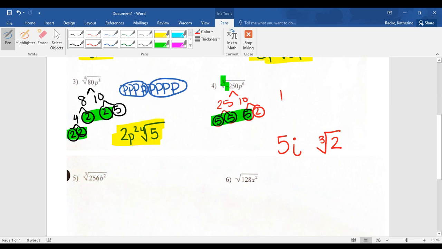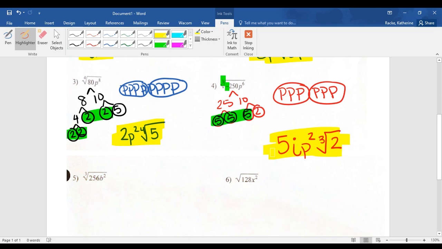And then I have p to the 6th. How many groups of 3 are in 6? Well, there are 2, so I'm pulling out a p squared as well. So 5i p squared cube root of 2. That's your final answer.